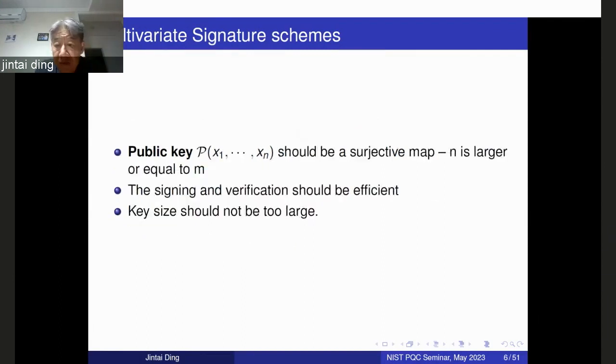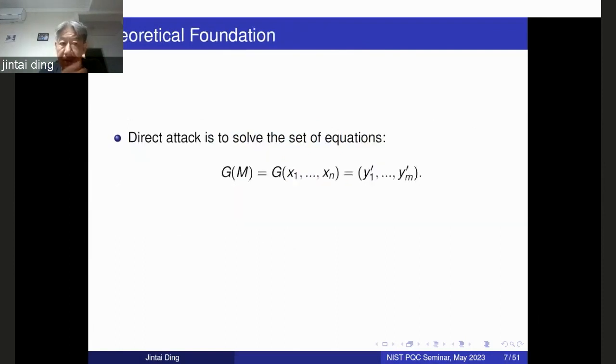From the construction perspective, the public key P(x1,...,xn) should be a surjective map because we would like to sign every document. So this requires, if you go from a field of the same size to the same, that n should be larger than or equal to m. Of course, from a practical purpose, we want the signing and verification processes to be very efficient. Also, we want the key size to not be too large. This is from a practical perspective.